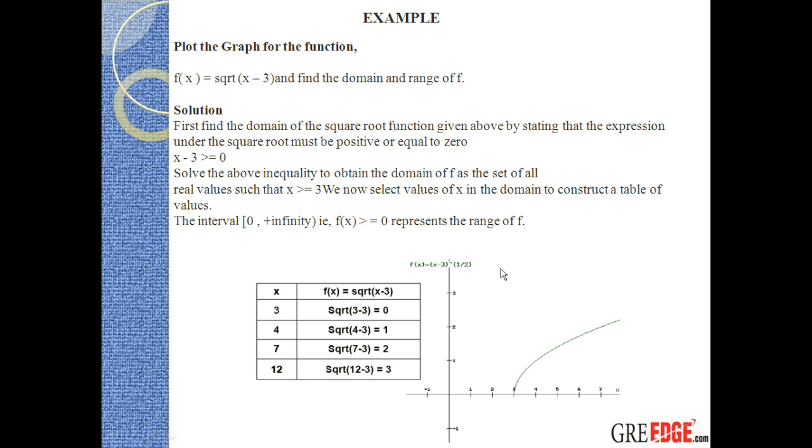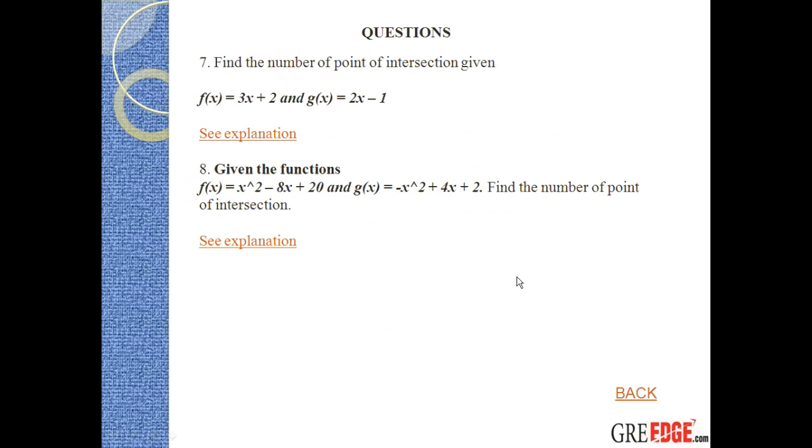Okay, so let's move on to the next question. So we have got two functions here. f of x is equal to 3x plus 2 and g of x is equal to 2x minus 1. Now you have to find the number of points of intersection. You have to find what the points of intersection are and how many points of intersection are available for these two functions.